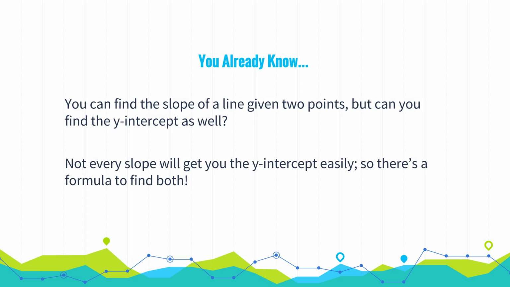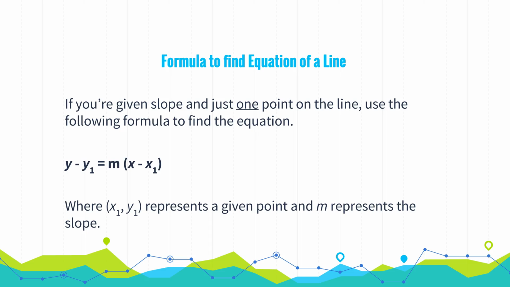You already know how to find the slope of a line if I give you 2 points. Remember, that's rise over run. But can you find the y-intercept as well? So if I only give you 2 points and one of them is not the y-intercept, I have a method for how to find that. You're going to want to pause the video here and write that formula down that's written in bold.